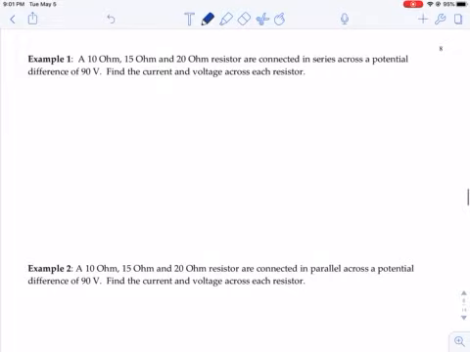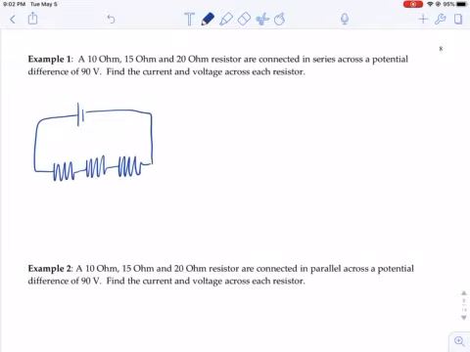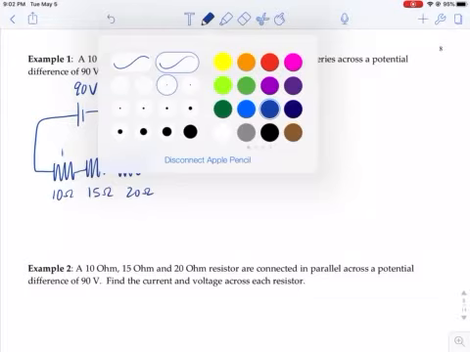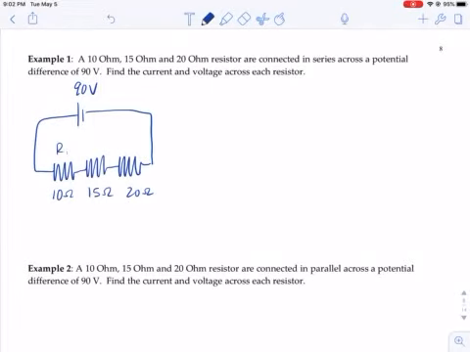Okay, example 1. A 10 ohm, a 15 ohm, and a 20 ohm resistor are connected in series across a potential difference of 90 volts. So the first thing I'm going to do is sketch this using the symbols for circuits. So here's my 90 volts. I've got a 10 ohm, 15 ohm, and a 20 ohm resistor. And I'm actually going to number these: R1, R2, and R3. Find the current and the voltage across each resistor.